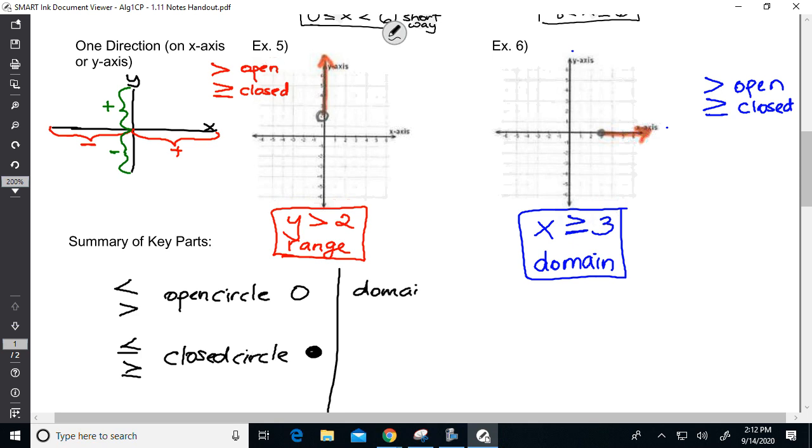Domain is for the x-axis, going from left to right. Your range is for the y-axis, going up and down. Now, we didn't do a lot going up and down, so we'll do a lot more of that on Wednesday.